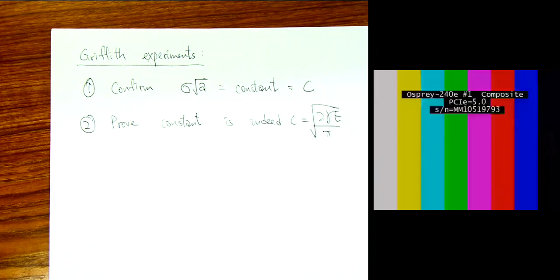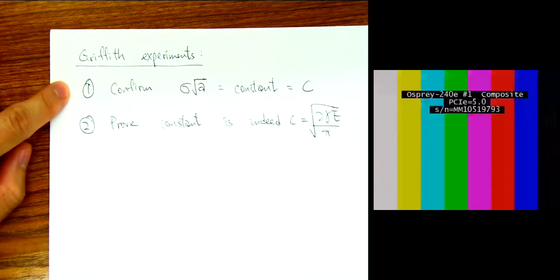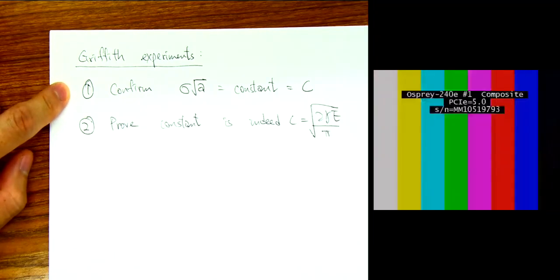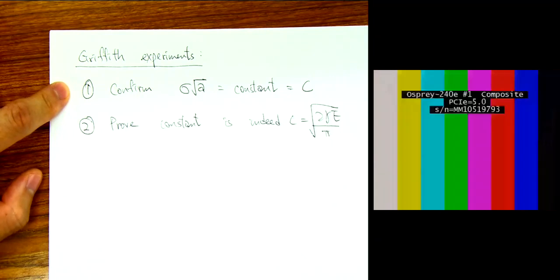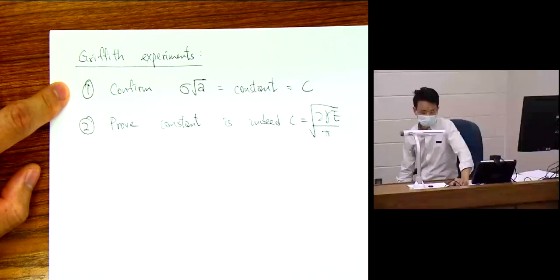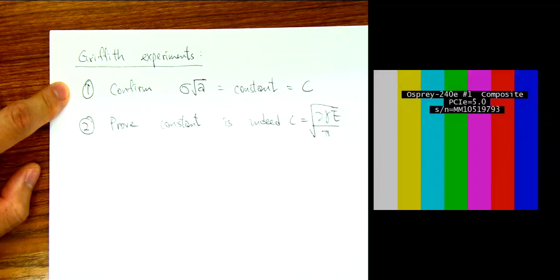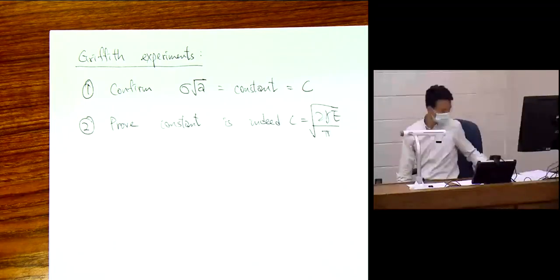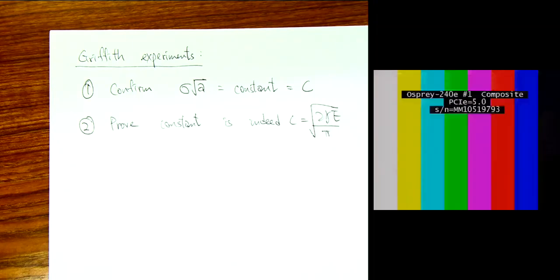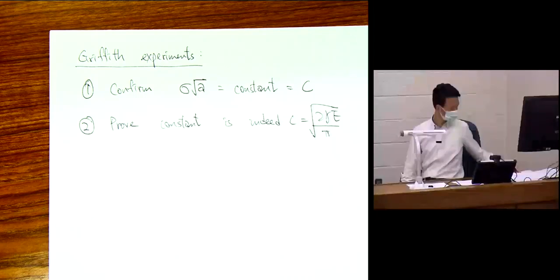So let's think about the first one, the first objective. Let's go through the flow process, because that's more important than knowing the result. Let's try to follow his thought. How would we do it if we want to prove this sigma square root A must be constant? This is a brilliant experiment. Very simple. Everything is practical and can be done with a simple experimental setup, but it proves something very, very useful.